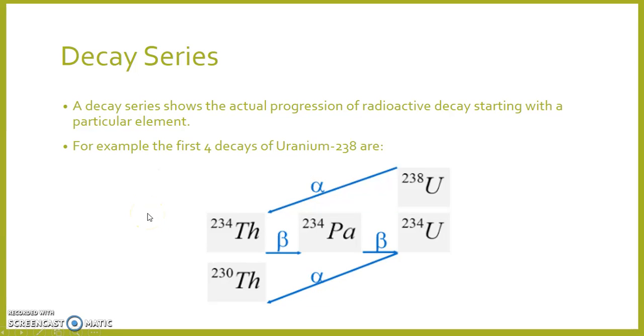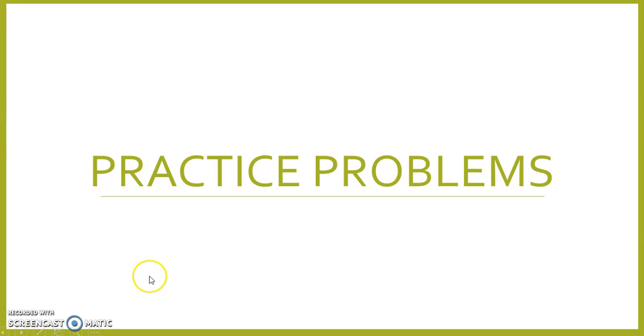A decay series shows the actual progression of radioactive decay starting with a particular element. For example, the first 4 decays of uranium are shown below. So you have uranium-238 and the alpha, and then you have 2 decays of beta, and so on all the way down. That's how you follow the progression of the decay series. All right, now moving on to the practice problems.